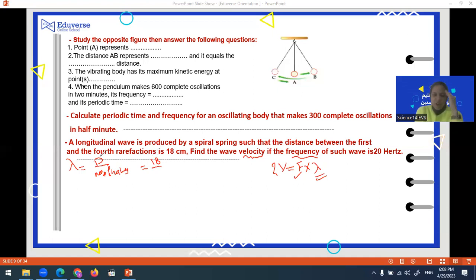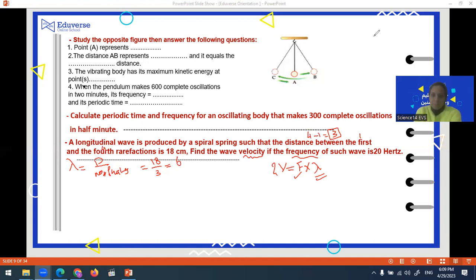Okay, this is very easy. Fourth means 4. The first means 1. So you take the large number, subtract it from the smaller one. So 4 minus 1, I will have 3. This is the number of the complete waves. It's 18 over 3, the distance over the number of the complete waves, and the answer will be 6.